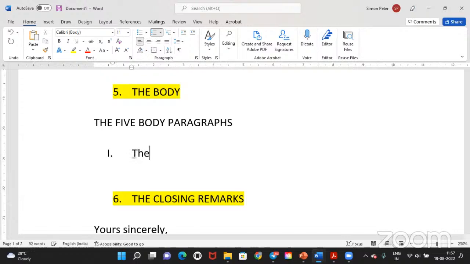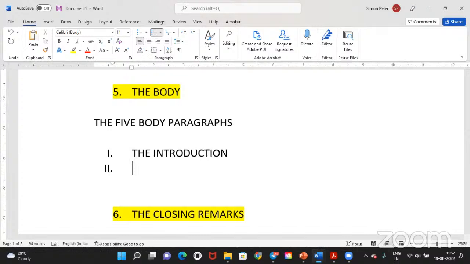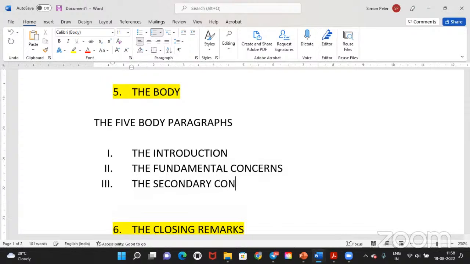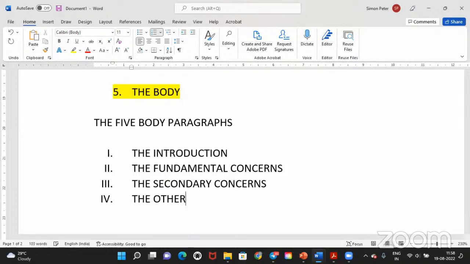Next, number two is the fundamental or the main concerns. The next one is the secondary concerns. And the last one is the other information, like histories, personal history, social history, medical history, and other things. Okay, employment history, whatever are the histories you can say. Then if it is a discharge letter, it will change. This is not a discharge letter. So we can take like this, supposing. And the fifth one is the conclusion.